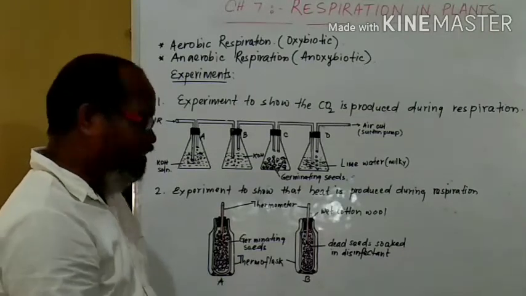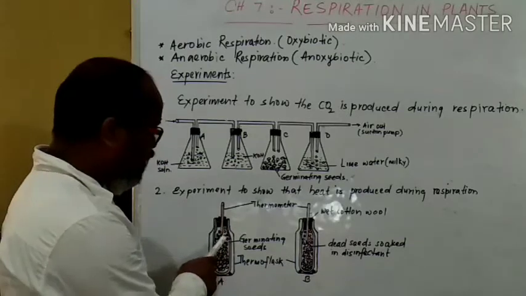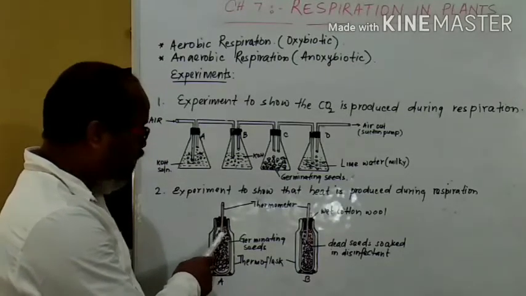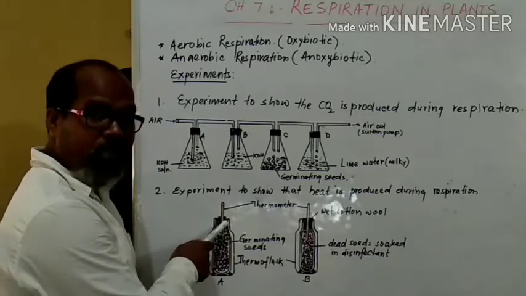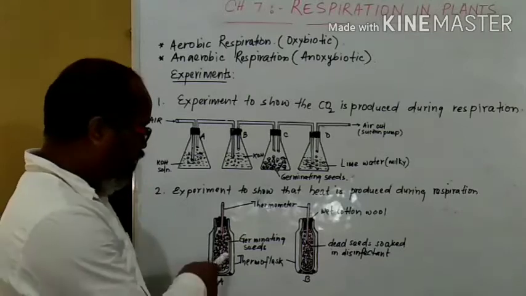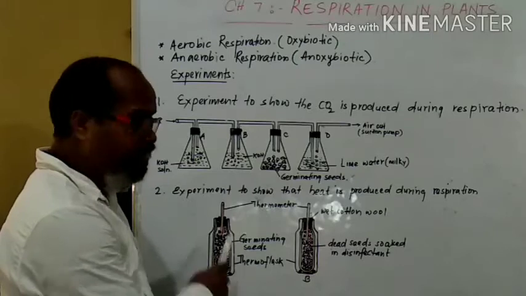When they respire, heat is produced. When heat is produced, then the mercury of this thermometer rises up. You can see the red line which has risen up. This suggests that the heat is produced by these germinating seeds.